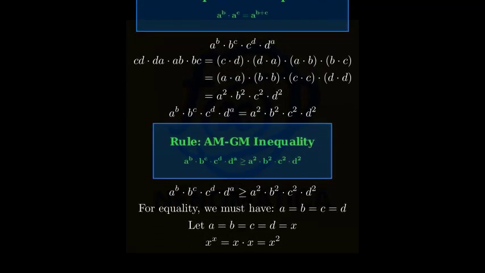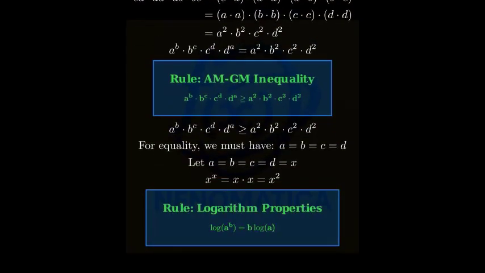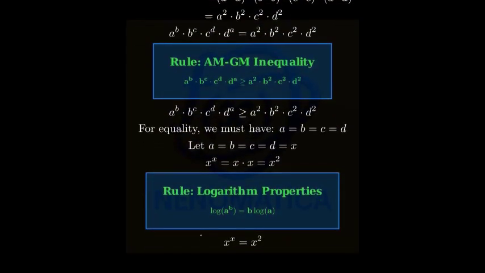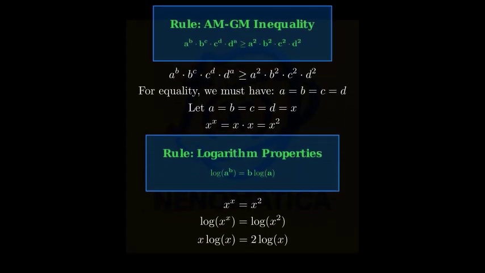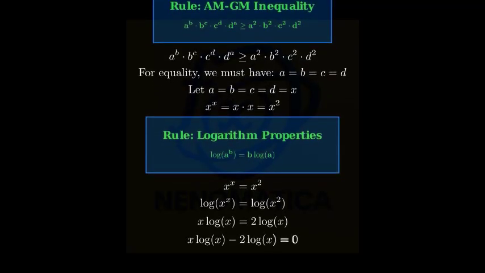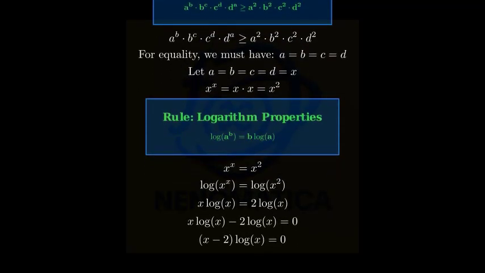Then our original relationships become x to the power of x equals x times x, or x to the power of x equals x squared. So we need to solve x to the power of x equals x squared. We can take the logarithm of both sides. X times log x equals 2 times log x, simplifying x times log x minus 2 times log x equals 0. X minus 2 times log x equals 0.